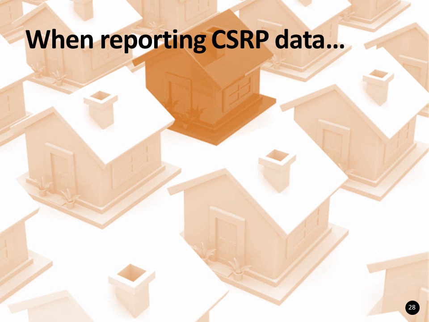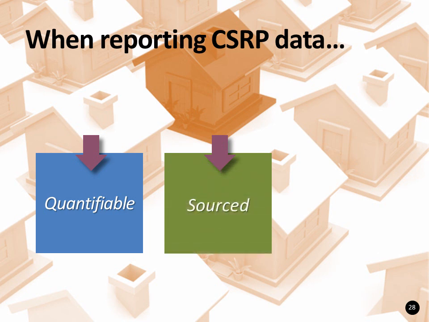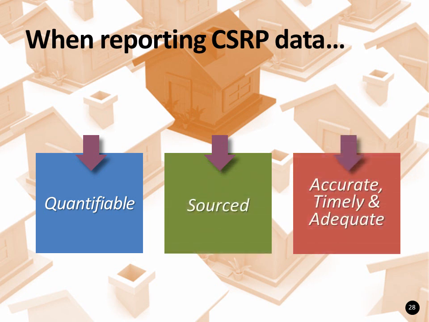When reporting CSRP data in the environmental document, be sure to follow 3 overarching rules. First, the information reported must be quantifiable, which means no general statements about potential displacements or the availability of relocation resources. The source of the information must be identified. And lastly, the data must be accurate, timely, and reasonably adequate for identifying and discussing relocation effects and related issues.